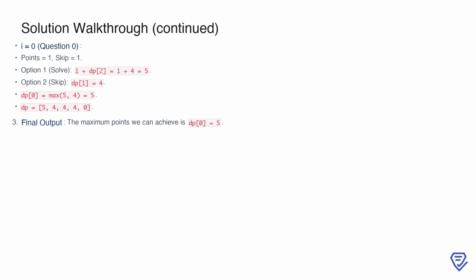Finally, we consider question 0, which offers 1 point and requires skipping 1 subsequent question. If we solve it, we get 1 plus DP[2], or 5. If we skip it, we take DP[1], which is 4. Solving is the better option, so DP[0] is set to 5. The final DP array is 5, 4, 4, 4, 0. The maximum points we can achieve is stored in DP[0], which is 5.